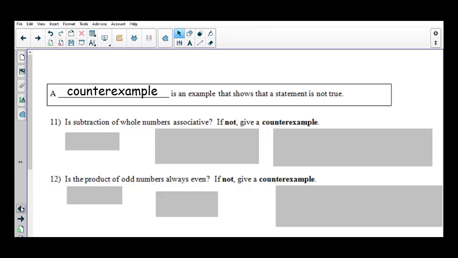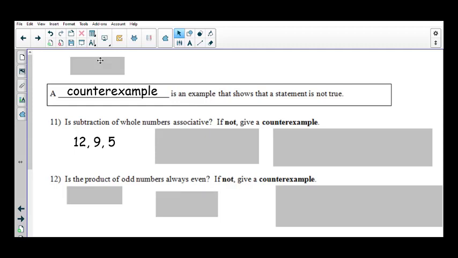So number 11, it says, is subtraction of whole numbers associative? Well, I've got to pick some numbers. Since the associative property always involves at least 3 numbers, I chose 3 numbers. I made them all different so we wouldn't get confused. So I chose 12, 9, 5. You could choose different numbers. These just happen to be the ones I chose.